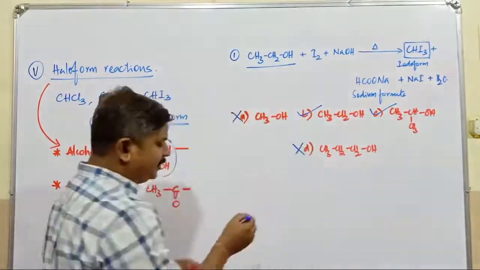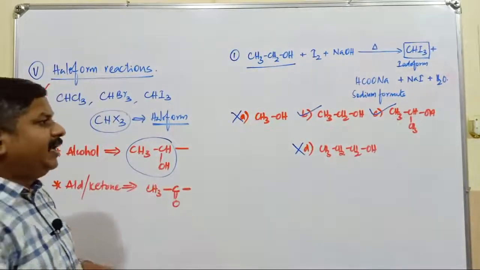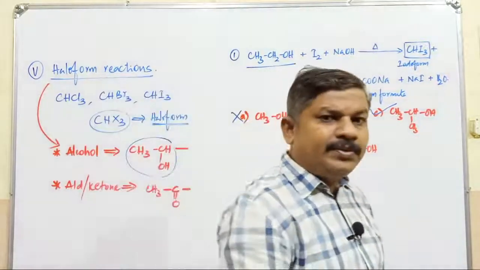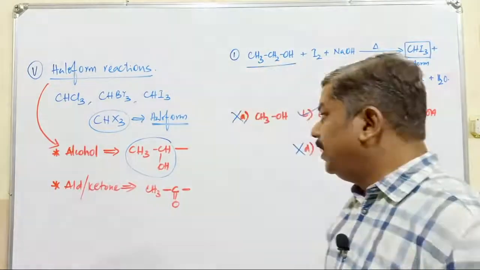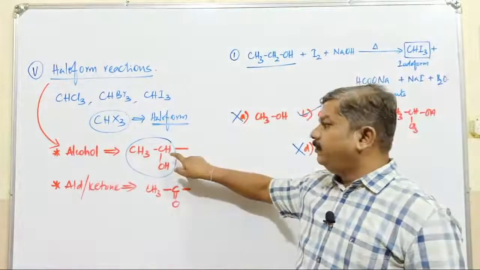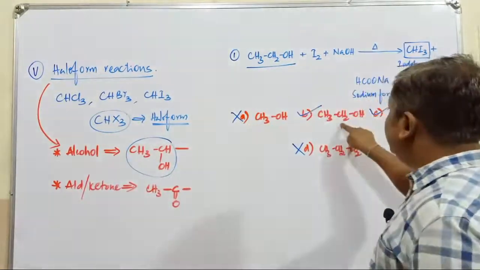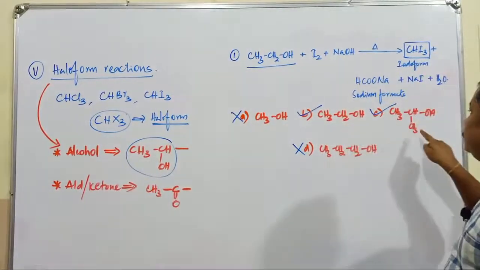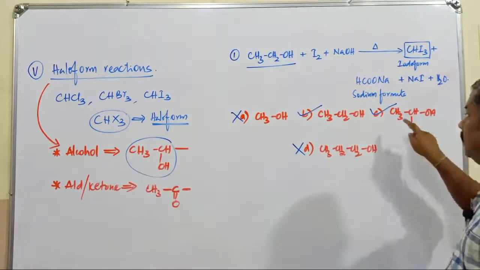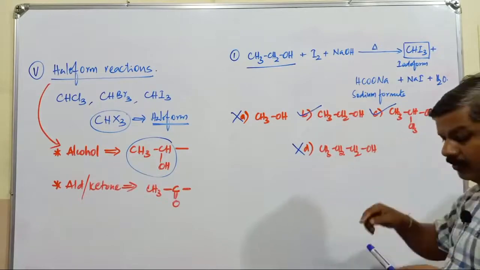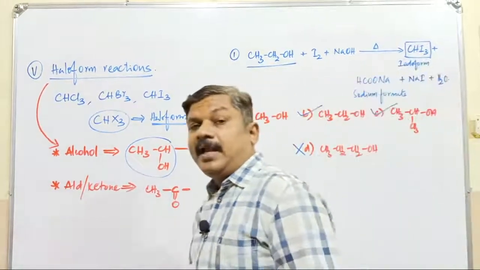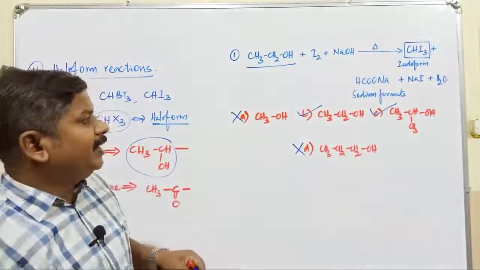So this compound also does not answer the iodoform reaction. The iodoform test is not given by all types of alcohols. It is given only by those alcohols which contain such a type of group. Is it primary or secondary? Primary. And this one is going to be what? Secondary alcohol. So primary alcohols and secondary alcohols generally undergo this particular iodoform test, but not all the compounds.